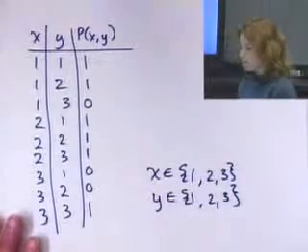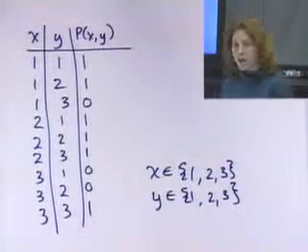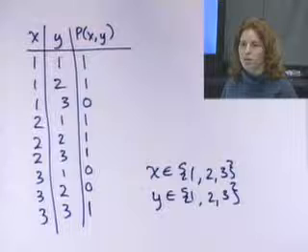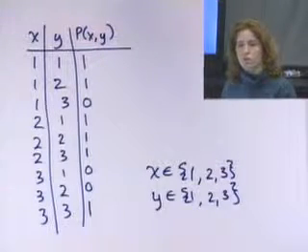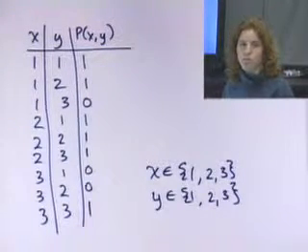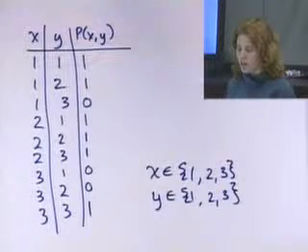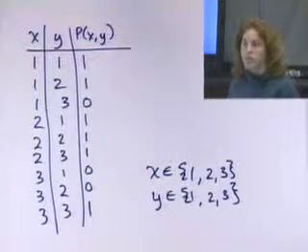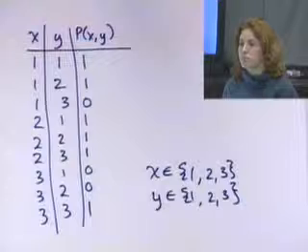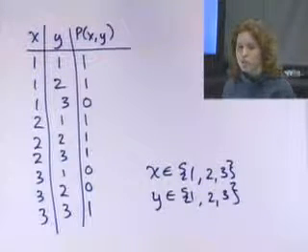And that's why we have 9 rows in the truth table. That's 3 squared, because I have 3 choices for x, 3 choices for y. So 3 times 3 is the number of rows I have. P of x, y is just a random function that somebody gave you. And 1 is when it's true, and 0 is when it's false.